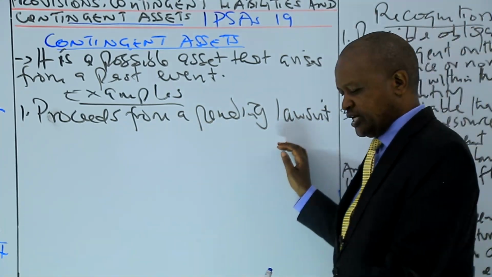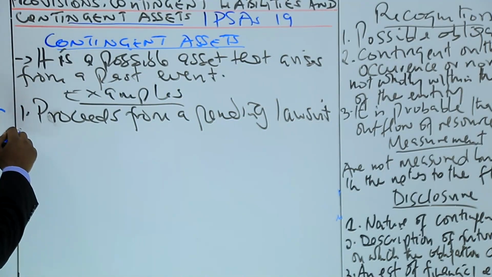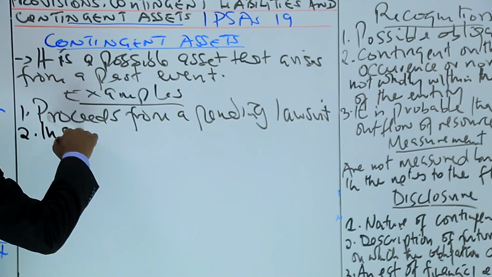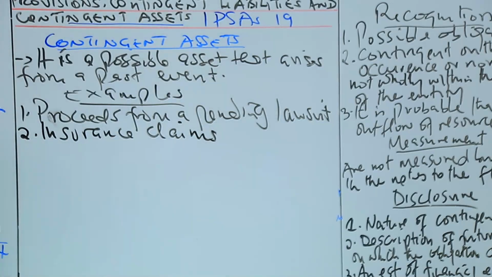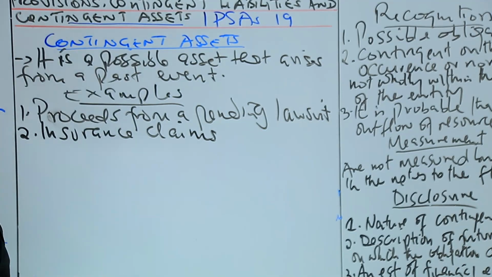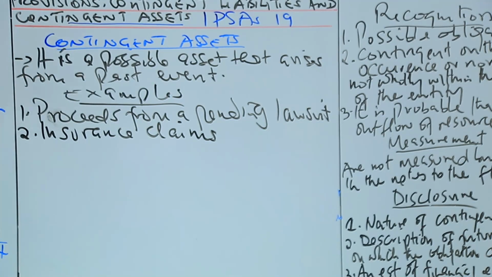That's an example. Another example is insurance claims. Number 2, insurance claims. So a company or a public sector entity may be awarded some money as a result of damage, may be compensated or indemnified. Insurance indemnity can also be considered as a contingent asset.